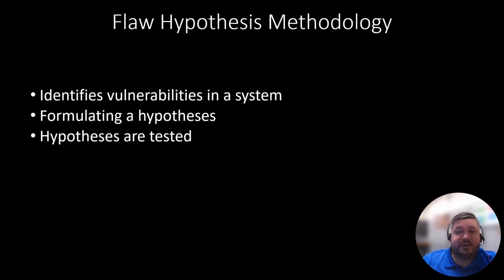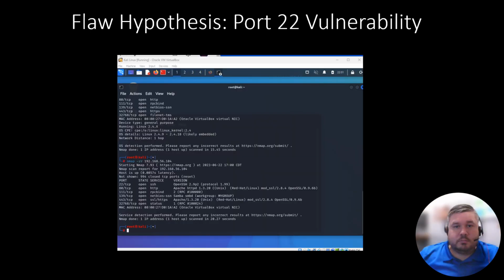The flaw hypothesis methodology is an approach used in software security testing to identify vulnerabilities or flaws in a system. It involves formulating hypotheses about potential weaknesses based on an understanding of the system's design, implementation, and threat landscape. These hypotheses are then tested through various techniques to validate or invalidate them.